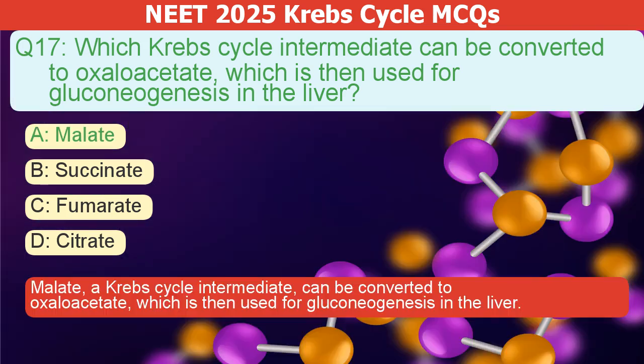The correct answer is A. Malate. A Krebs cycle intermediate can be converted to oxaloacetate. Oxaloacetate is then used for gluconeogenesis in the liver.